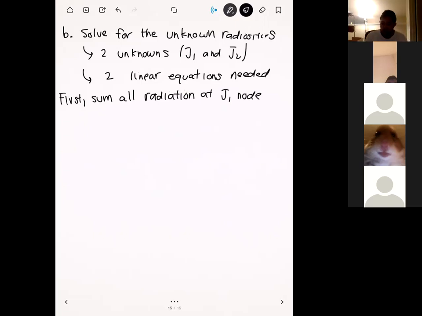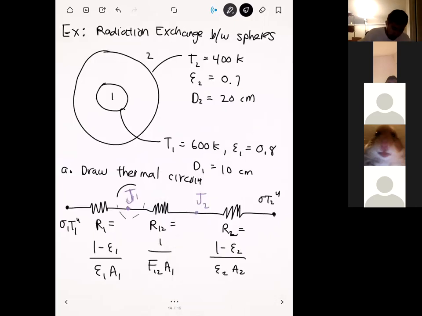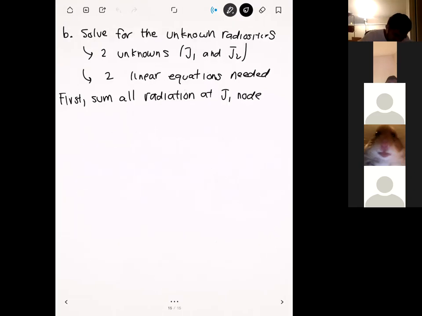All right, let's do the J1 node first. The J1 node is this one right here. We need to consider all the radiation coming in and going out. All the radiation coming in is coming in from this side right here, and all the radiation going out is going to go over to J2. We're going to do the same thing we did before: on one side of the equation we'll put in, and on the other side we'll put out.